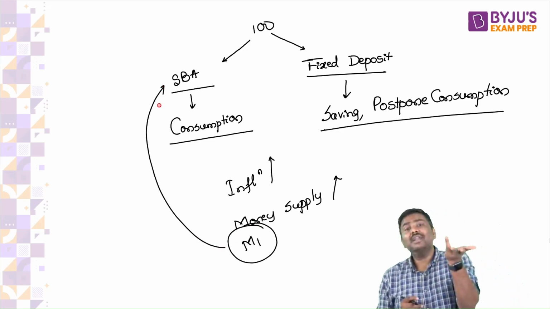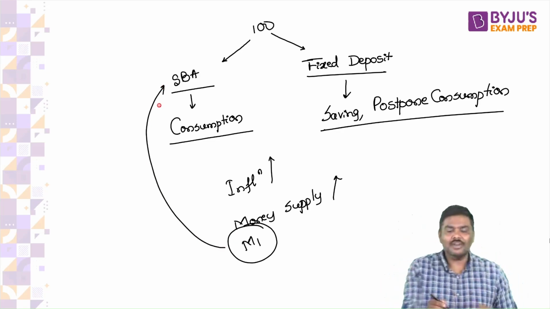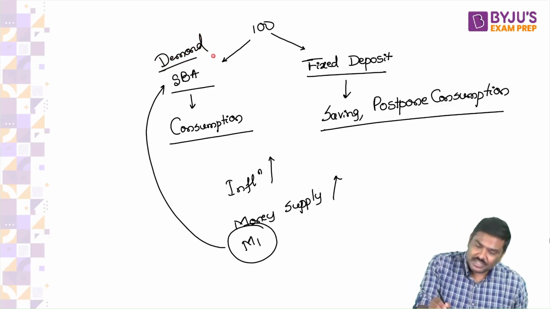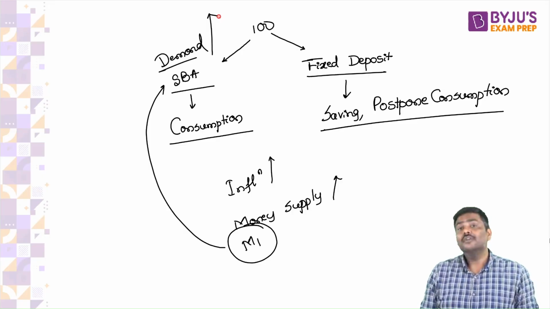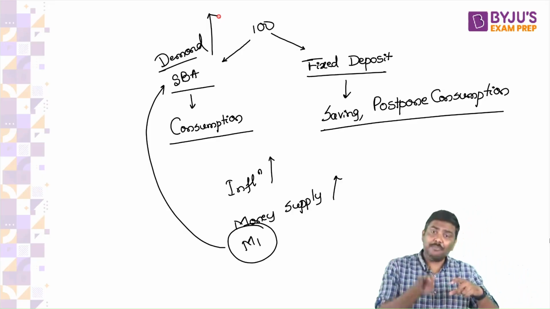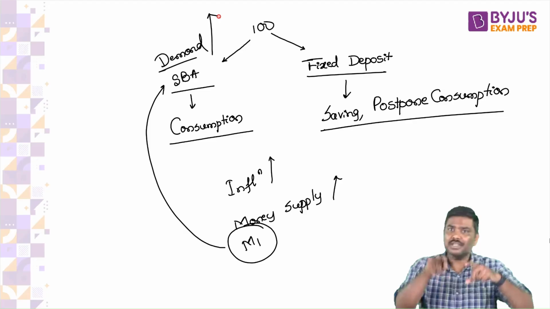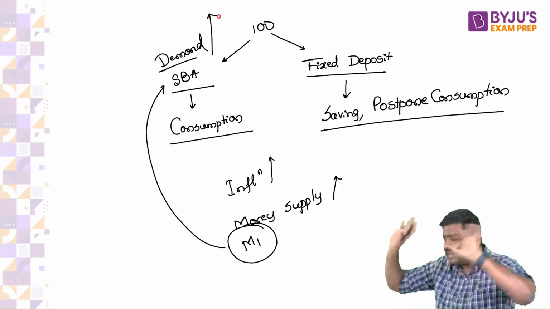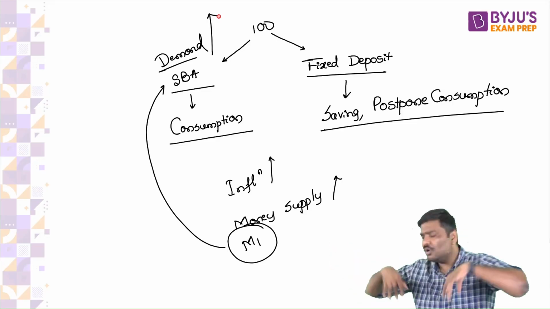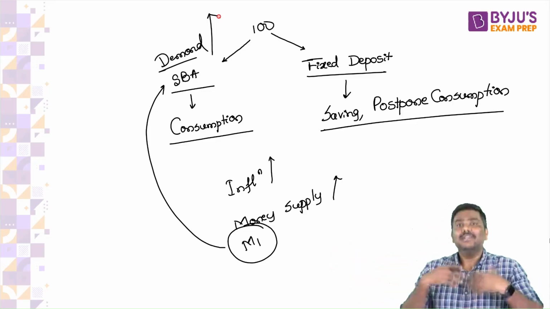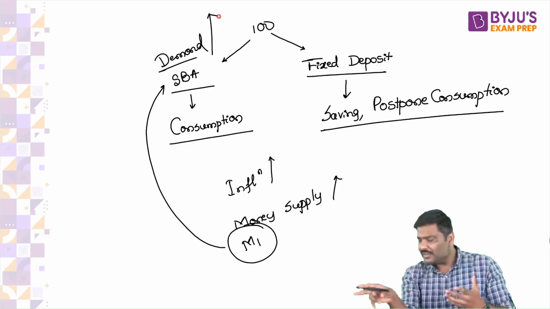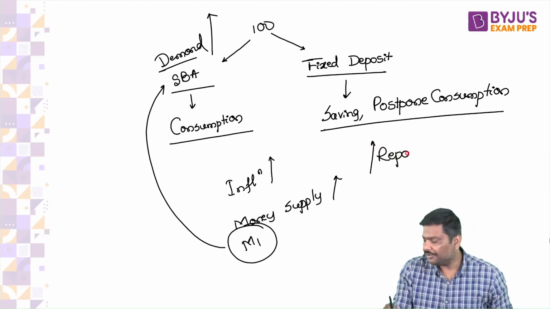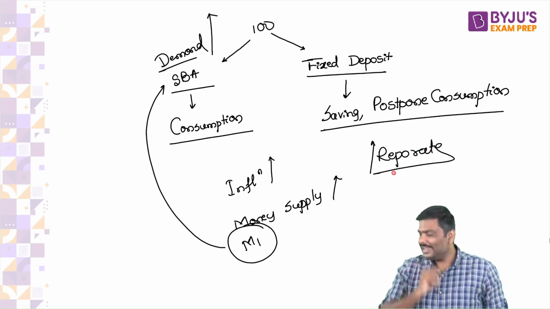What is the main component in M1? The main component in M1 is demand deposit. And I'm saying demand deposit is also very high, which means people have kept money in the form of demand deposit for immediate consumption. They might withdraw the money at any point of time, and consume more and more goods and services. Now, don't you think it makes perfect sense for RBI to increase the repo rate rather than reducing the repo rate?